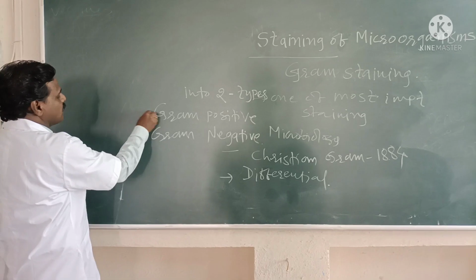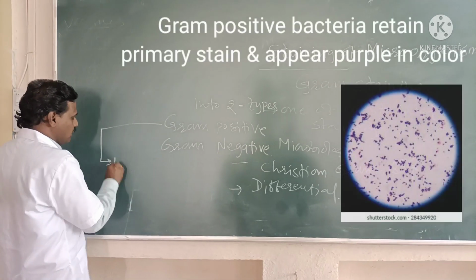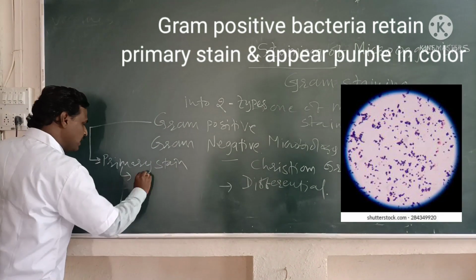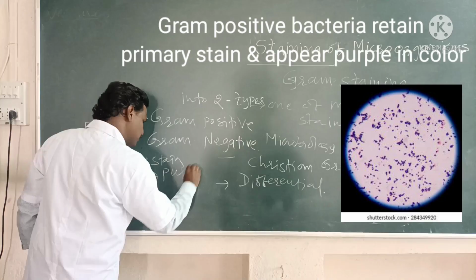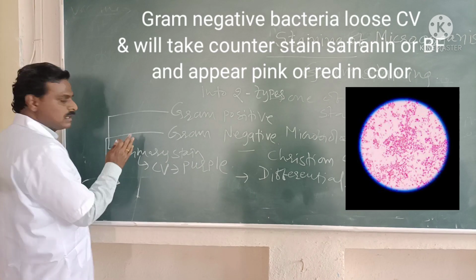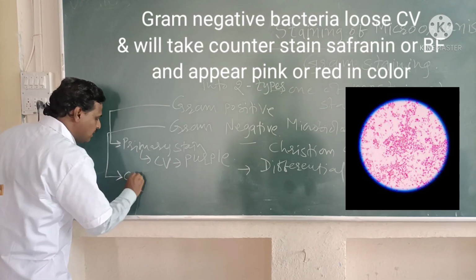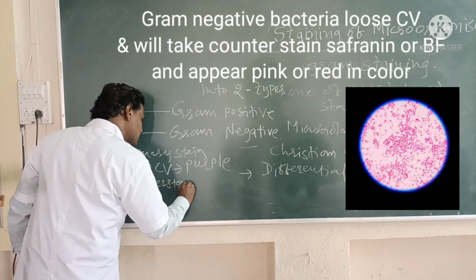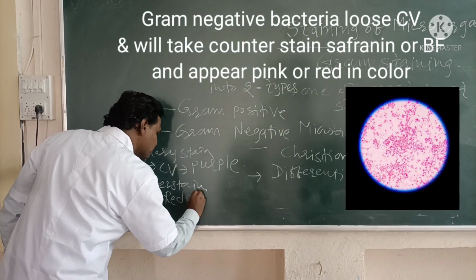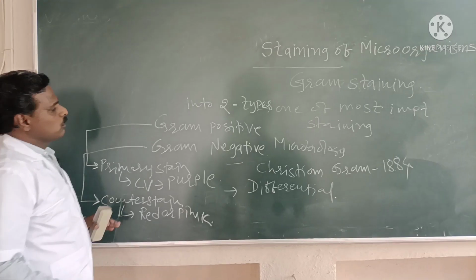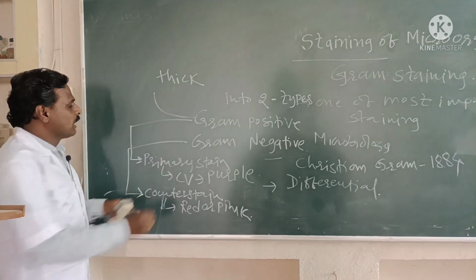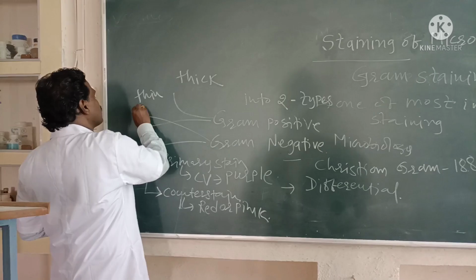The gram positive bacteria will retain the primary stain, the crystal violet, and they will appear purple in color. The gram negative bacteria will lose the crystal violet and retain the counter stain, means they will retain the safranin or basic fuchsin and appear red or pink in color. Okay? The cell wall of the gram positive bacteria is thick, and the cell wall of the gram negative bacteria is thin and more complex.